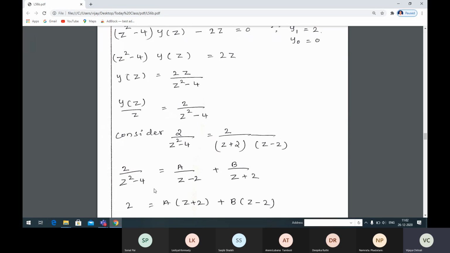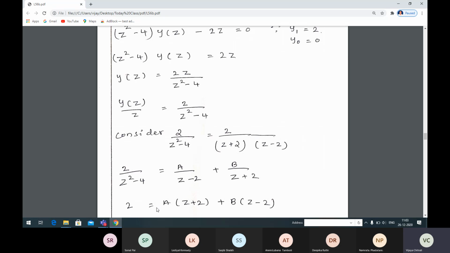Now consider this one, and use partial fractions. So you resolve this. Consider 2 divided by z square minus 4. Z square minus 4 is like a square minus b square, z square minus 2 square, which is a plus b, a minus b: z plus 2, z minus 2, and numerator 2 will be as it is. So 2 divided by z square minus 4 is equivalent to a divided by z minus 2 plus b divided by z plus 2.